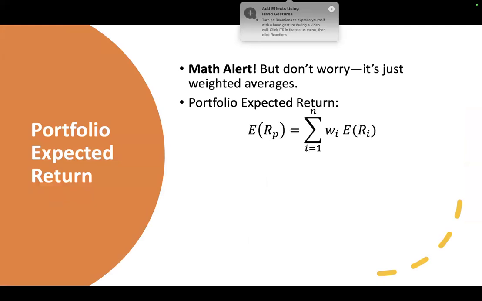Portfolio expected return is defined as this. On the left side, we have E of RP, expected return of the portfolio. On the right side, we have sigma. Sigma simply means sum. It's just sum. And then after the sum, we have WI. W is the weight of one specific stock. So that index I from 1 to n means, for example, you have n different assets in your portfolio.